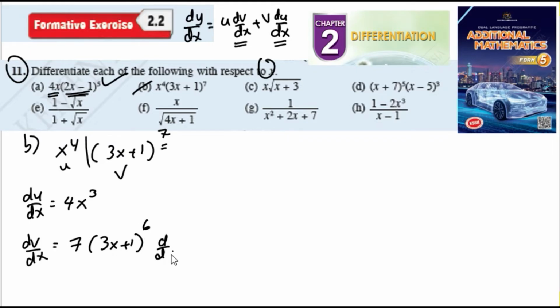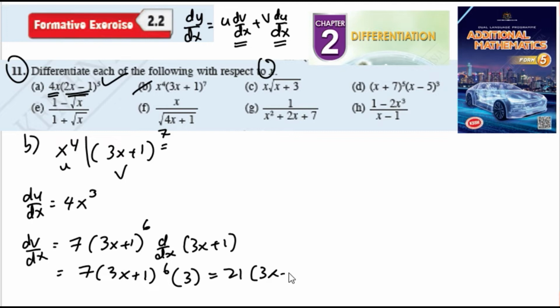And then you differentiate inside the bracket. So here you get 7(3x plus 1) to the power of 6. After you differentiate inside, you get 3. So you get 21(3x plus 1) to the power of 6. Since you have u, v, du over dx and dv over dx, you can key them into the formula. You can directly write the formula.